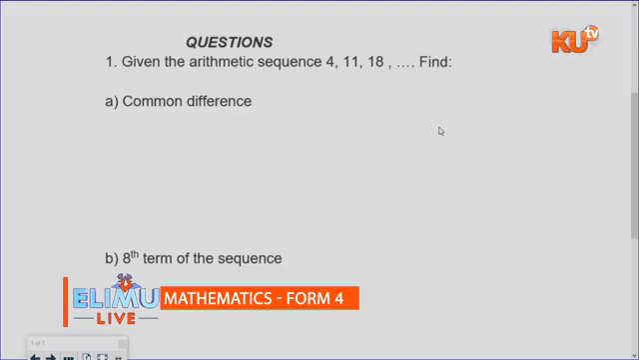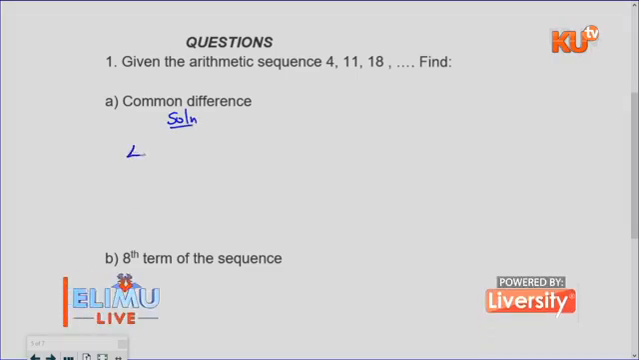Given the arithmetic sequence 4, 11, 18, we find the common difference, and then B, we determine the 8th term of the sequence. Good. I hope you've written the question, and so we can work it out together. So our solution will be 4 is our first term, 11 is our second term, and 18 is our third term. And these terms will continue in this sequence.